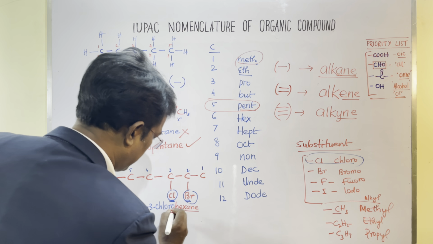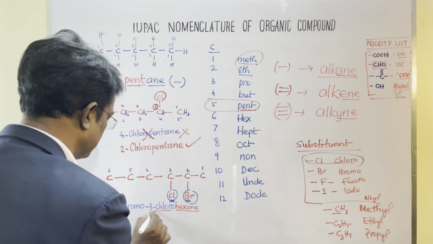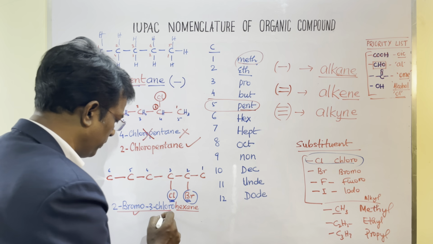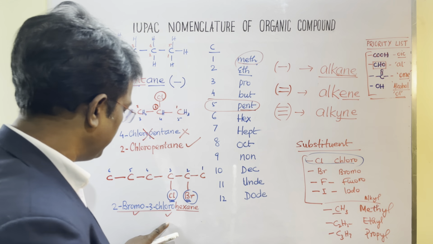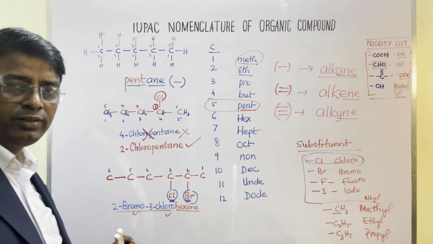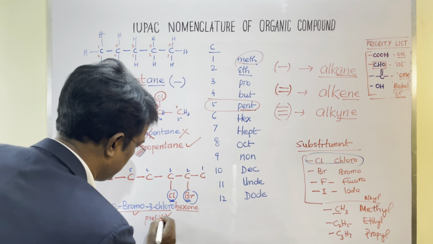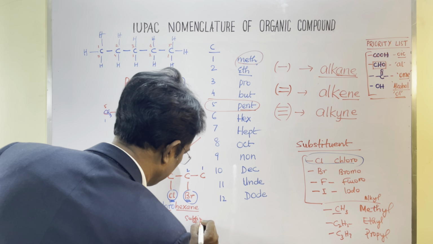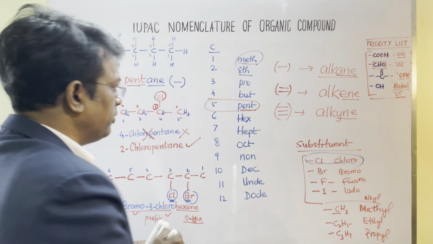I'm just using the red color to distinguish this as the suffix here. These are the prefixes which I used before. There are two substituent groups here, bromine and chlorine, so they are used as substituents. The main substituents are always used as prefixes. This is a prefix and this is a suffix. Now some more examples.